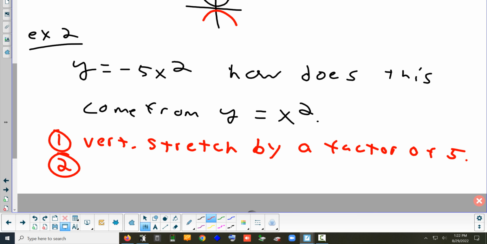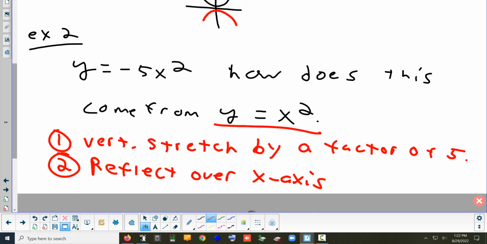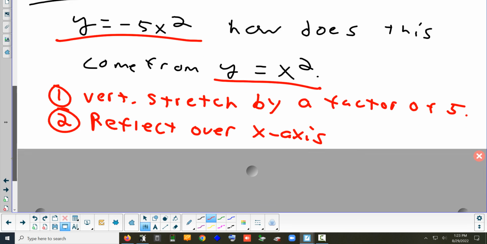And the second thing is the negative in front of the 5. Dennis, what's that going to do? It's going to reflect it over the x-axis. Those are the two transformations you would have to do to turn this into that. Questions on how we got those two?